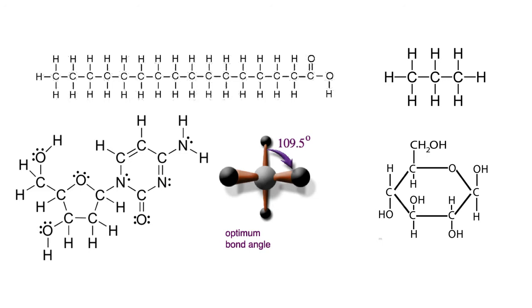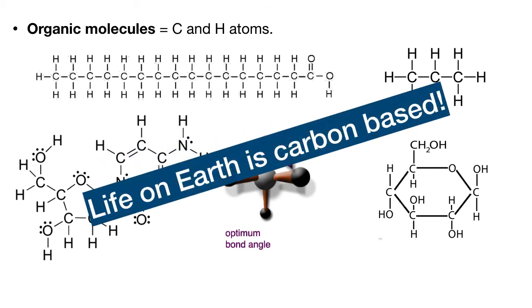Another thing is that carbon-to-carbon bonds can form very stable chains and rings, which make them excellent building blocks for very large molecules. So any molecule whose basic shape is made up of carbon and hydrogen is called an organic molecule. And since life on Earth is made up of these organic molecules, we call it carbon-based.